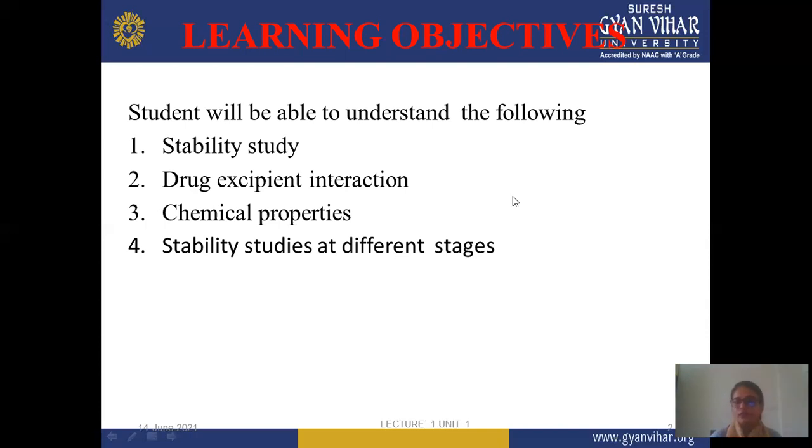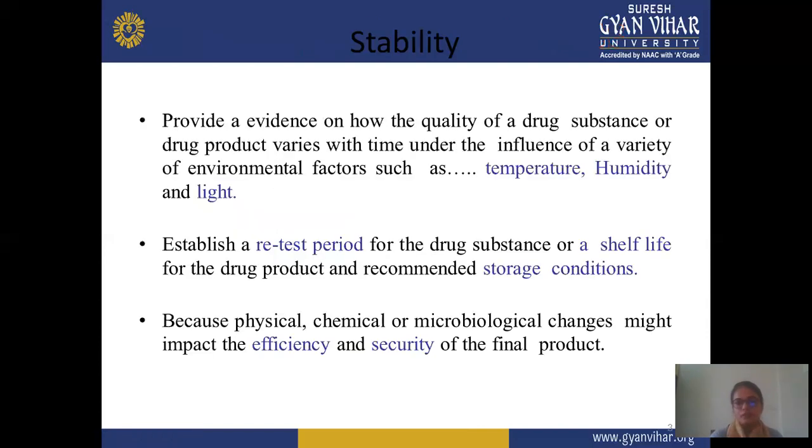Next is stability study at different stages: where stability studies are required, during pre-formulation, during formulation, or after formulation. So at which stages is stability study required, and how do you perform the stability study at various stages? All these are covered in this stability study topic. So now we discuss first the definition of stability.